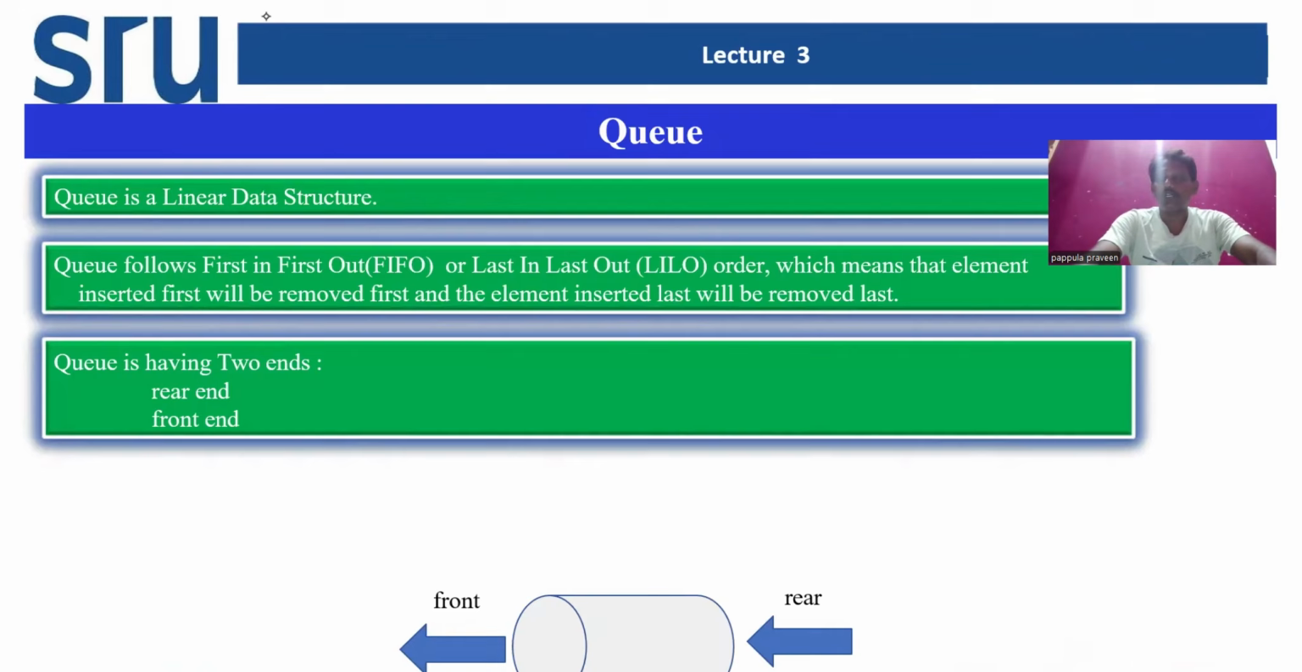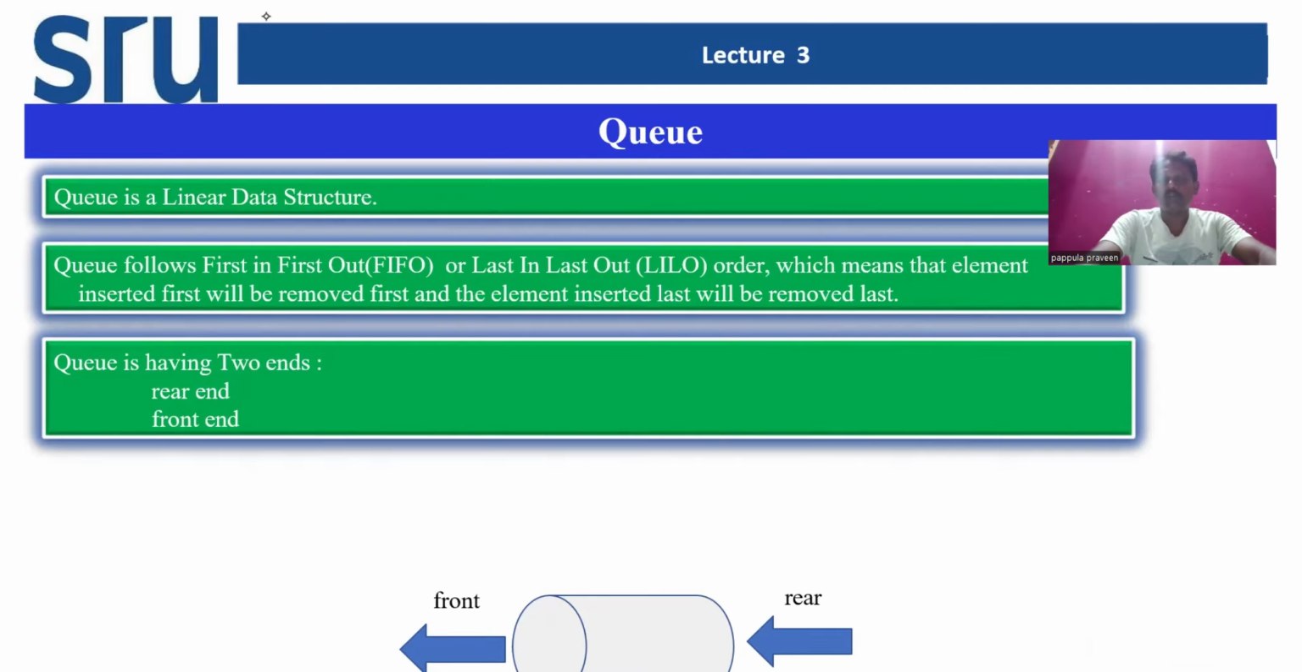So Queue follows first in, first out. It is a linear data structure. In linear data structures, the Queue concept always follows first come, first served, or first in, first out. So when the first element is inserted, that element is removed first. When the element is inserted last, that element is removed last. So that is called first in, first out, or last in, last out.